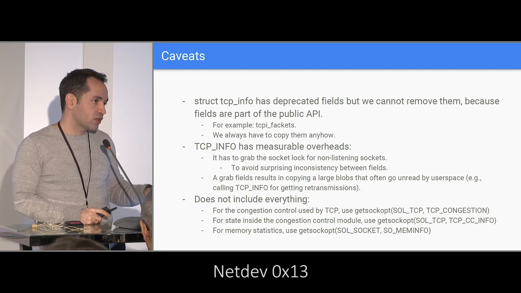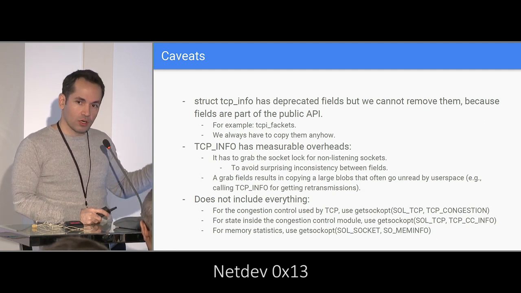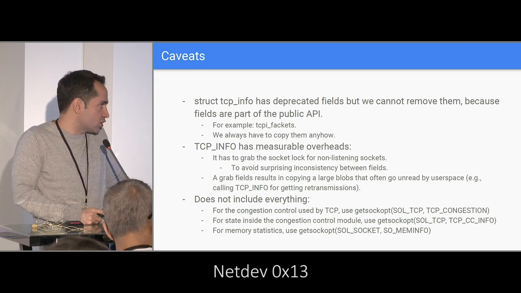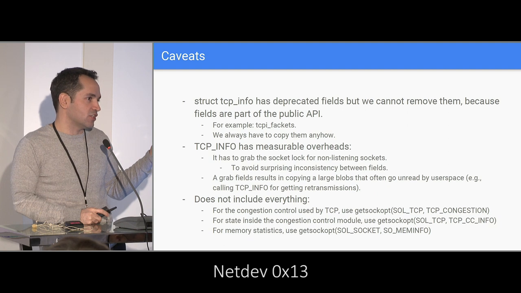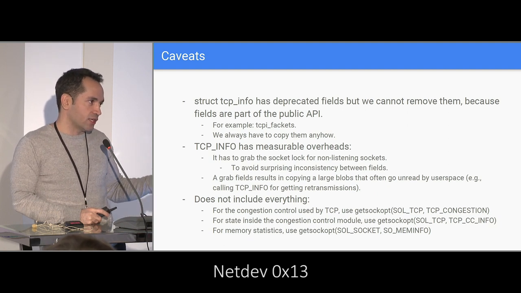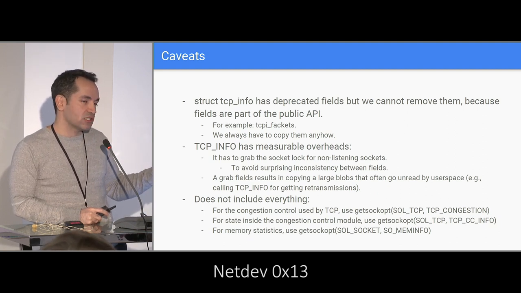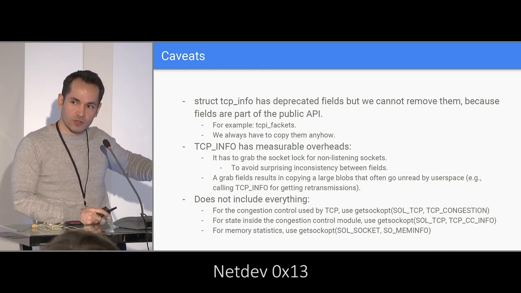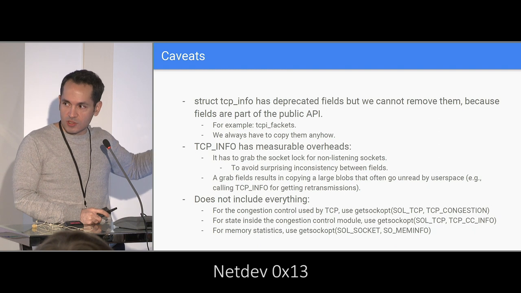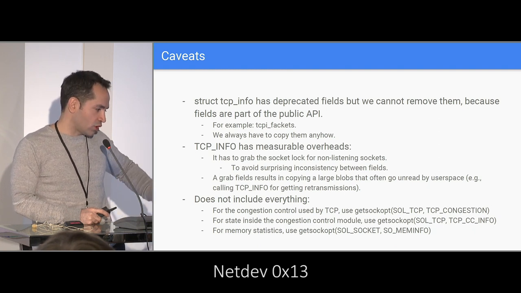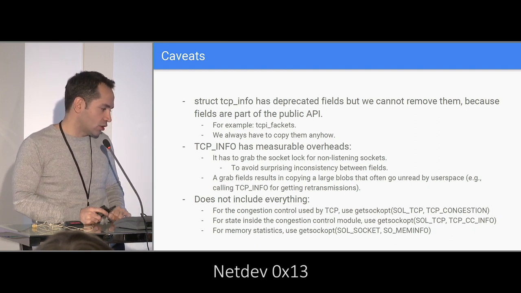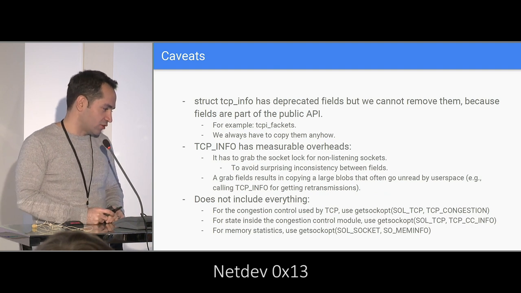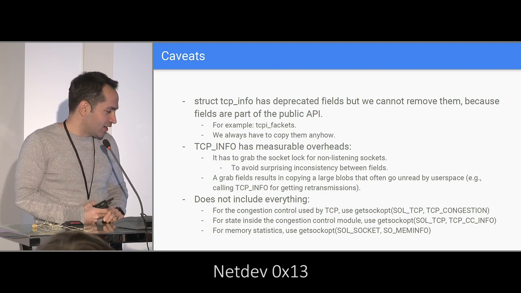The other overhead that TCP info has is that it's just a large blob of memory. Sometimes you just need the minimum RTT, but you have to read a lot of data from the kernel. As I said, there are two sets of writes here, one for the kernel to fill in the TCP info fields and one for us to copy to user space. So it's a very memory bandwidth intensive call for a sockopt, not for IO.